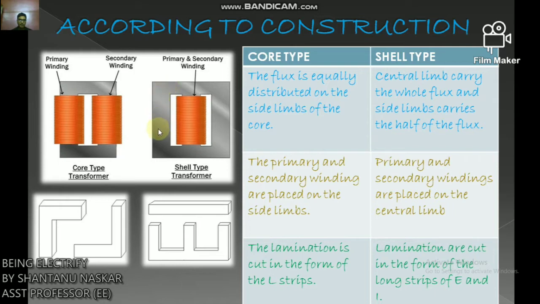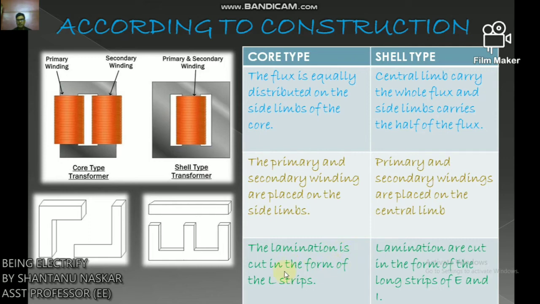Okay, so why does the central limb carry the whole flux? Because φ/2 goes through each of these side limbs, and φ/2 plus φ/2 becomes φ, total φ, so it becomes the whole flux here, and here φ/2 flux will go. Okay, now the primary and secondary winding are placed on the side limbs. Look here, primary winding, secondary winding here. In shell type transformer, primary and secondary winding are placed on the central limb. Okay, so both windings are here.